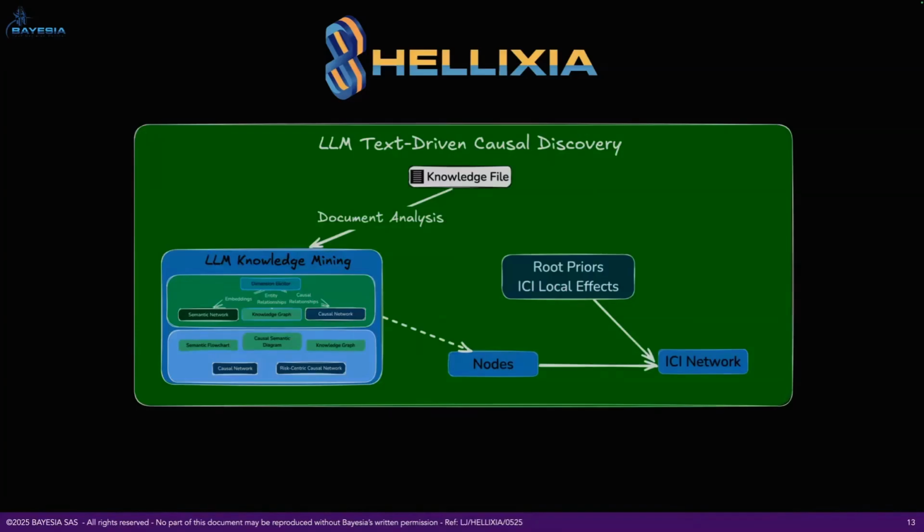Then we have the LLM text-driven causal discovery. So this is based on a knowledge file that we are going to analyze. By using the first set of features I already mentioned, the knowledge mining, we use that for one of these different graphs for extracting useful nodes. Then based on these nodes, we create an ICI network, and we use Hellixia for the estimation of the root priors and local effect. So this is the example I'm going to show you at the end of this webinar.